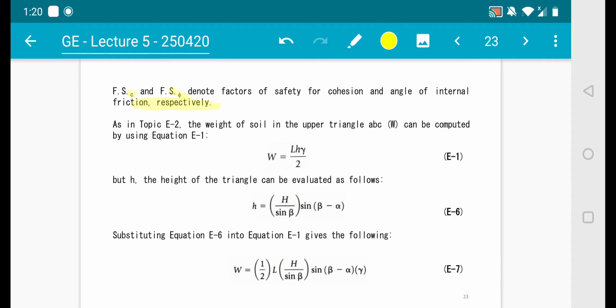As in topic E2, the weight of soil in the upper triangle ABC can be computed by equation E1. So this is one previous approach. But H, the height of the triangle, can be evaluated as follows. This is a new term in Culmann's method. Then you do some substituting in E1, so you get another formulation.